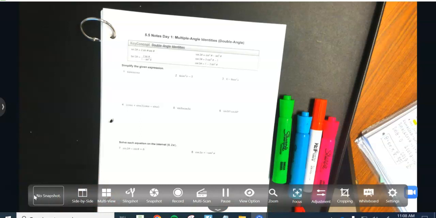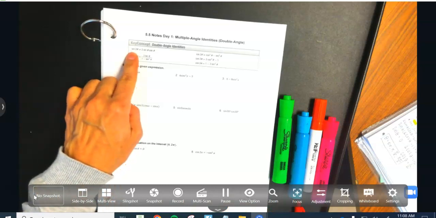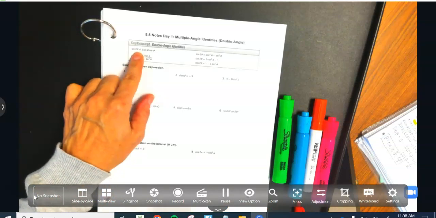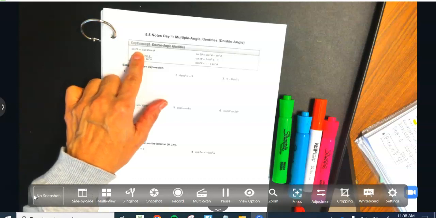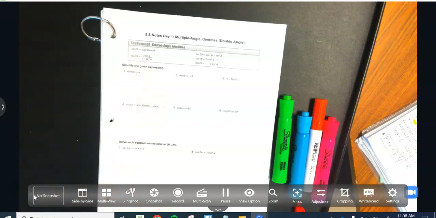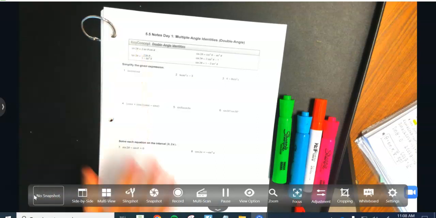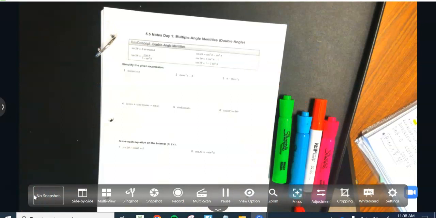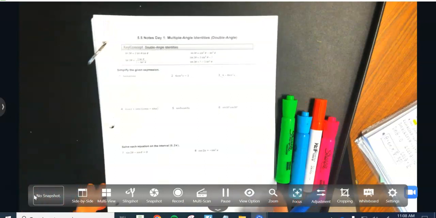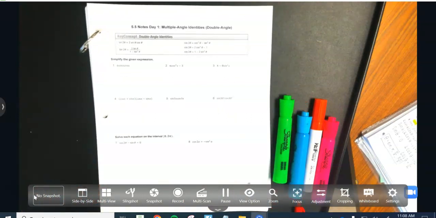If you notice, we are going to have something in between the trig function and the angle variable. So these are going to be double angle identities. Remember, there is a 2 in front of the theta. It's a double angle. These formulas are going to be given to you on a test or a quiz, so don't worry about memorizing them.